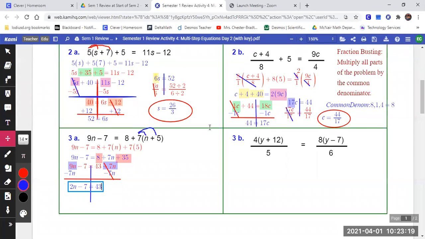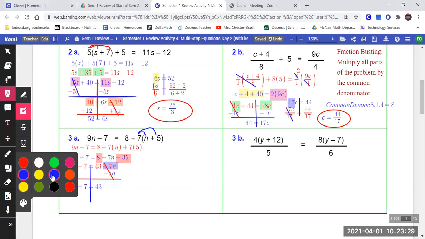Are all the addition and subtractions done? No. So we have to handle the next piece of addition and subtraction, which is our numbers. Okay, we have a -7 and we have a 43, and we need to move away from the zeros.